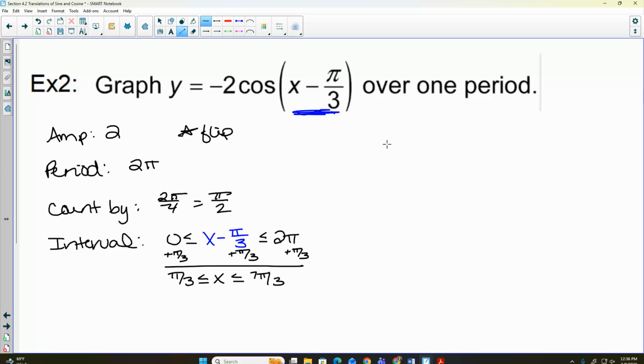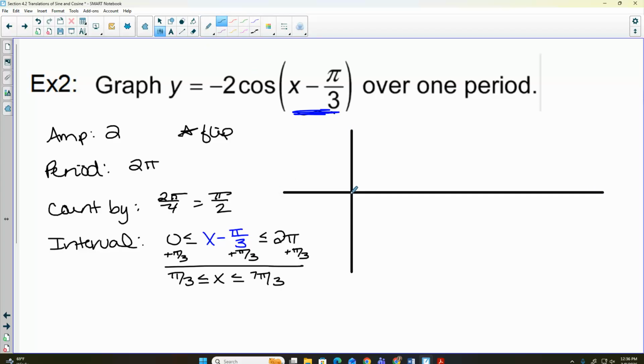All right, I did just ask for one period this time. Right, keep in mind, my axis, this is like at 0. So my first point happens at pi over 3. And we should have a total of 5 points, the first one and 4 following it. How do I get those other points? At pi over 2, add the count by.